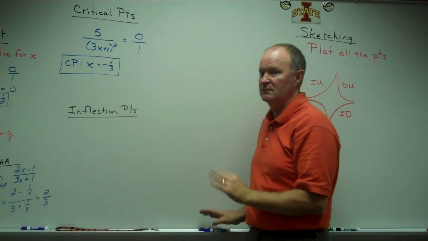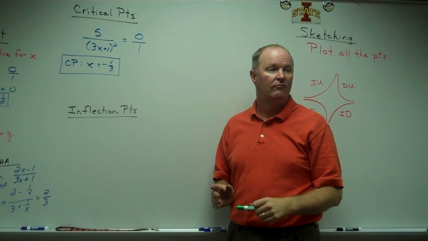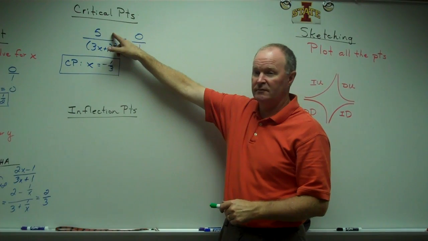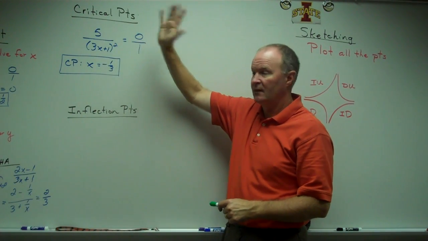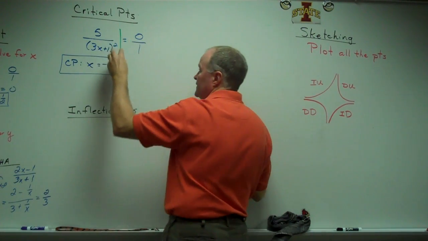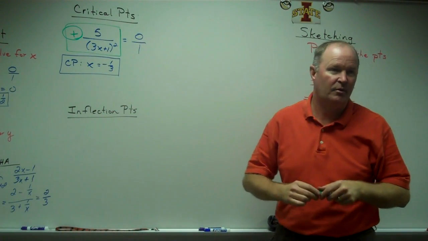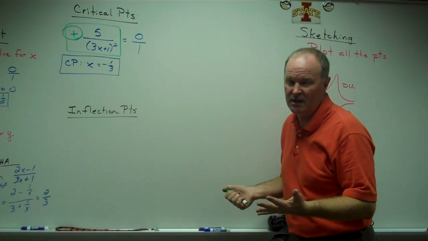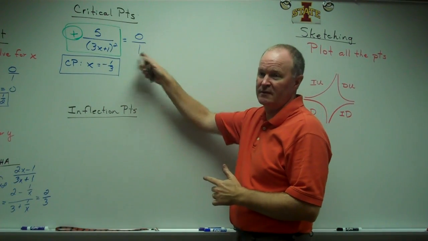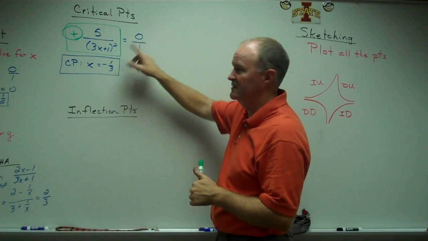Now, since I'm here, does anybody notice anything special about the first derivative? The number on top is 5, right? Always positive. And what about the bottom? Always positive. So this thing is always positive, which is important, right? Because if my first derivative is greater than 0, I'm increasing. So this thing's always increasing.